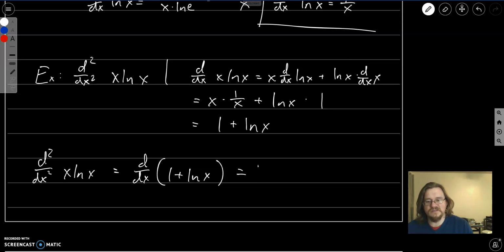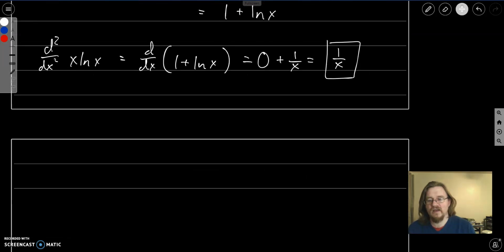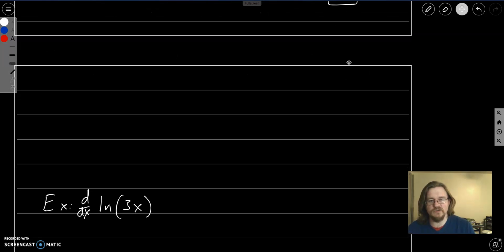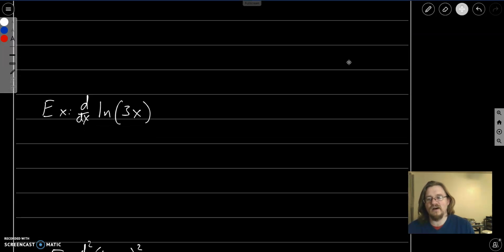The derivative of 1 is 0, and the derivative of natural log of x is 1 over x. So this is just 1 over x. And it may seem kind of silly, but it all just kind of works out. It's quite nice. I gave myself some more space. I thought it would take more space, but that was a pretty quick one.